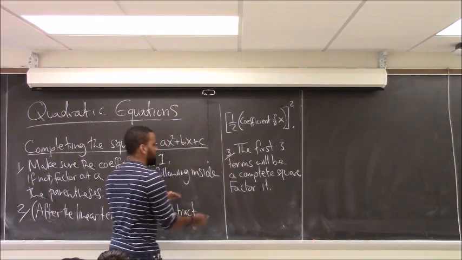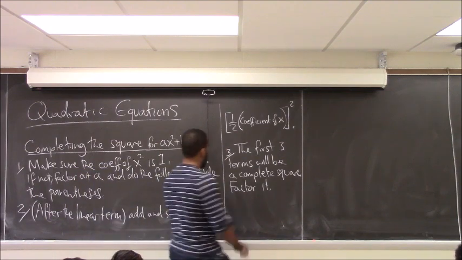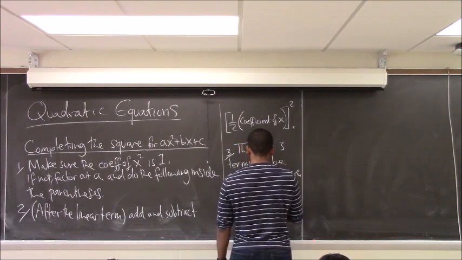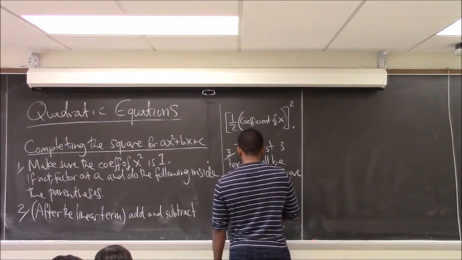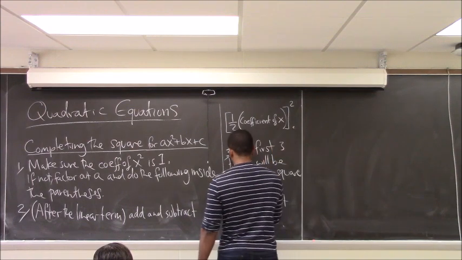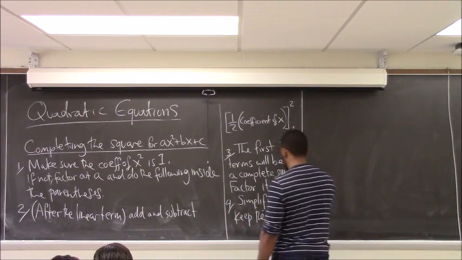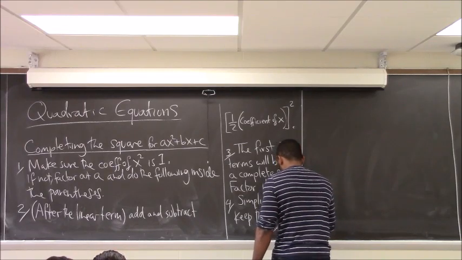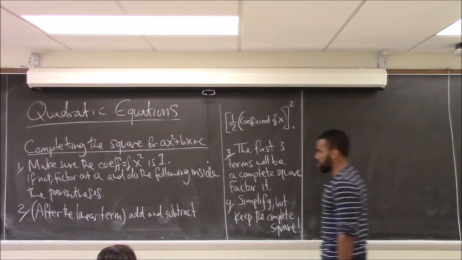That means you get x plus something times x plus the same thing. You can write it all as x plus that thing all squared. Step 4. Here you probably want to simplify, but keep the complete square. So don't multiply out the square after you've created it. That is the completing the square algorithm in 4 steps.